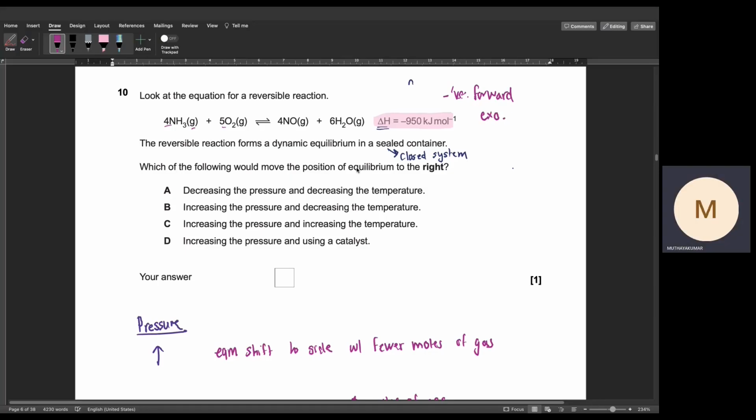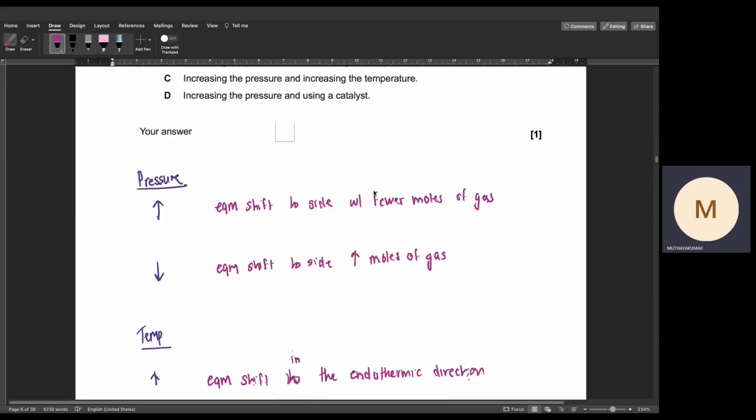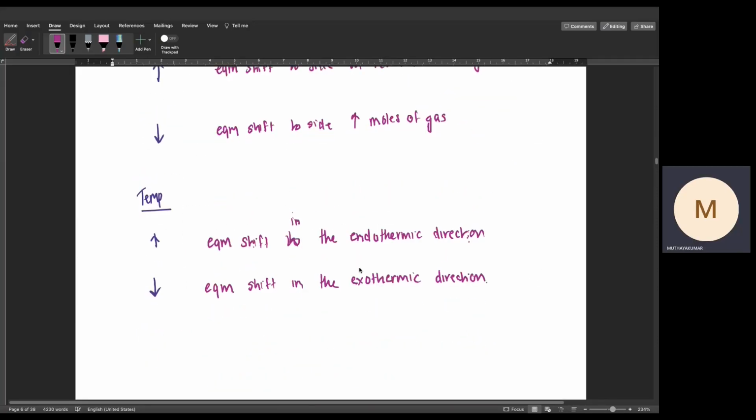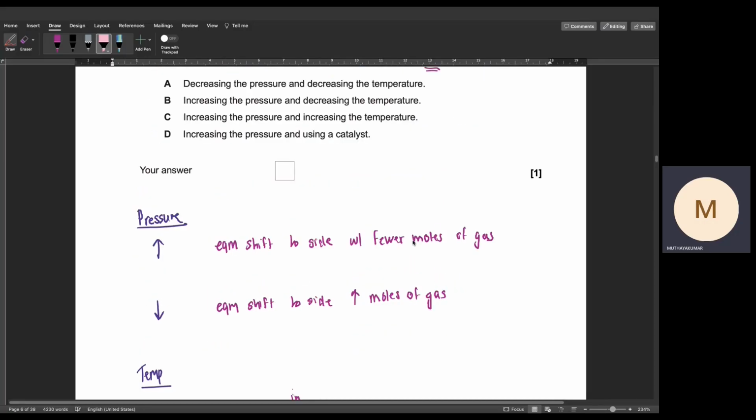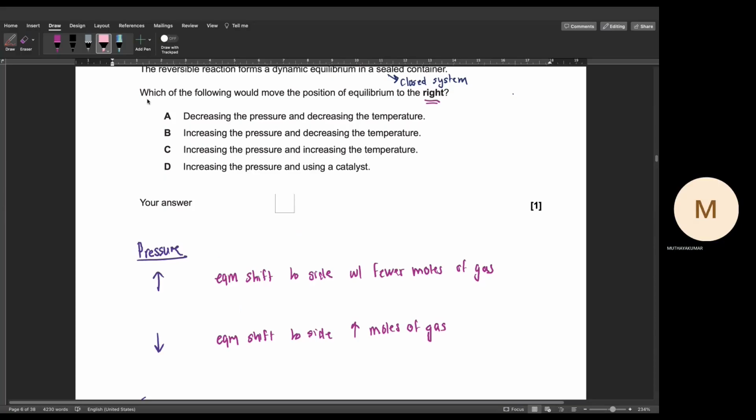So we want to shift the position of the equilibrium to the right, i.e. we want to shift it in the exothermic direction. So if we have a look at our notes here, if we want to shift it in the exothermic direction, we need to decrease the temperature. Decreasing the temperature shifts it in the exothermic direction. So we can eliminate C because that says increasing temperature. We want to decrease the temperature.